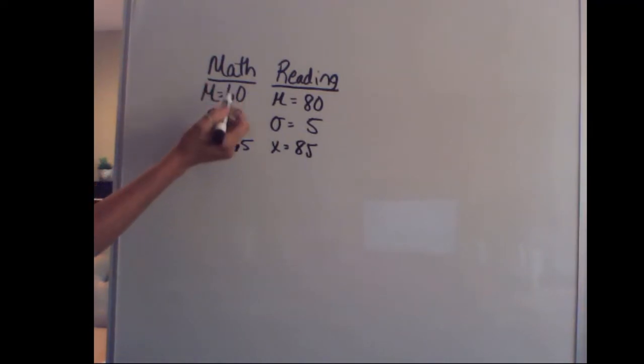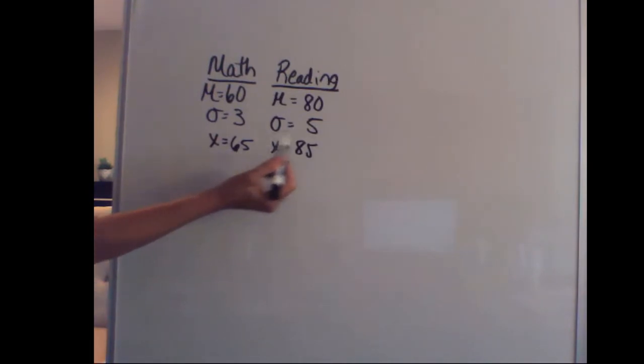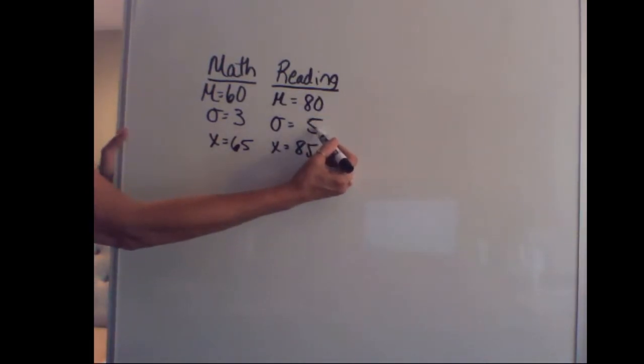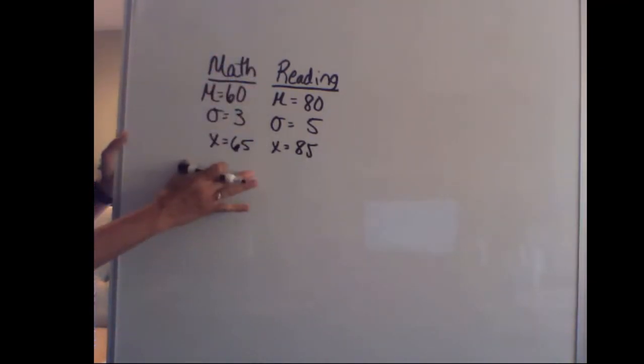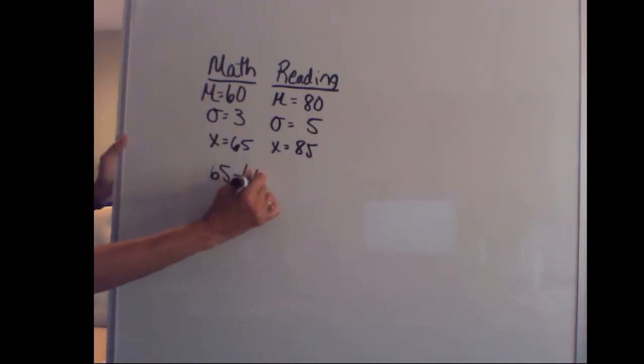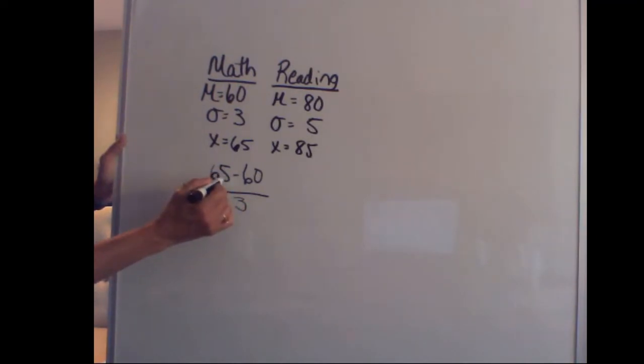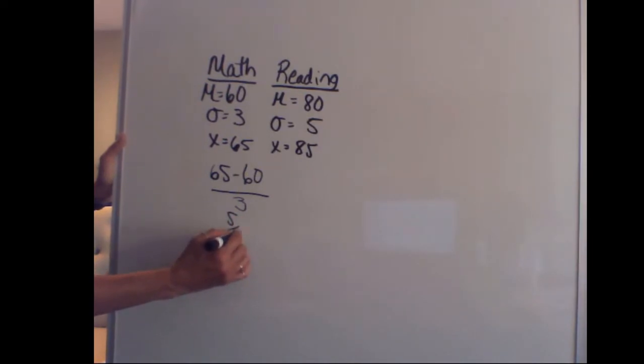Let's work this out. We'll start with the information over here. We have for the math score a mean of 60, standard deviation of 3, but Juan's score was 65. And for reading a mean of 80, standard deviation of 5, and Juan's score was 85. So what we're going to do first is find the z-score for math for Juan. So it equals the score of 65 minus the mean of 60 divided by the standard deviation of 3. So 65 minus 60 is 5 over 3, which gives us a z-score of 1.67.